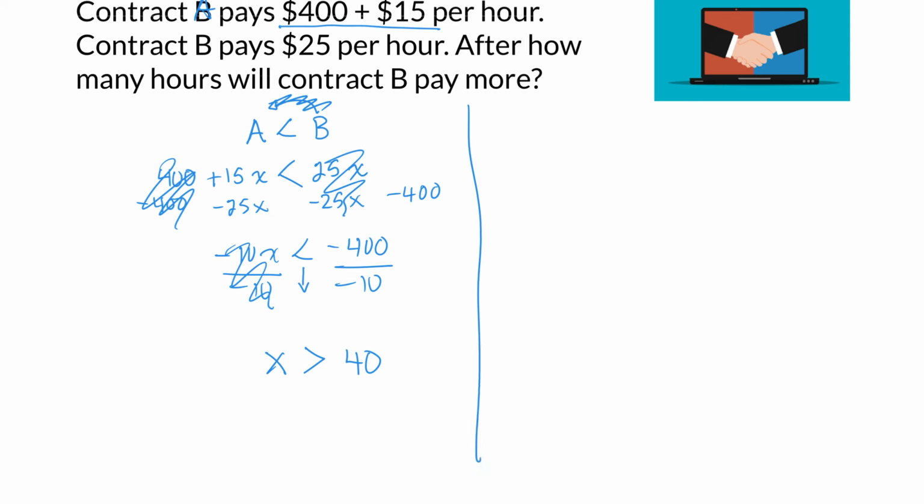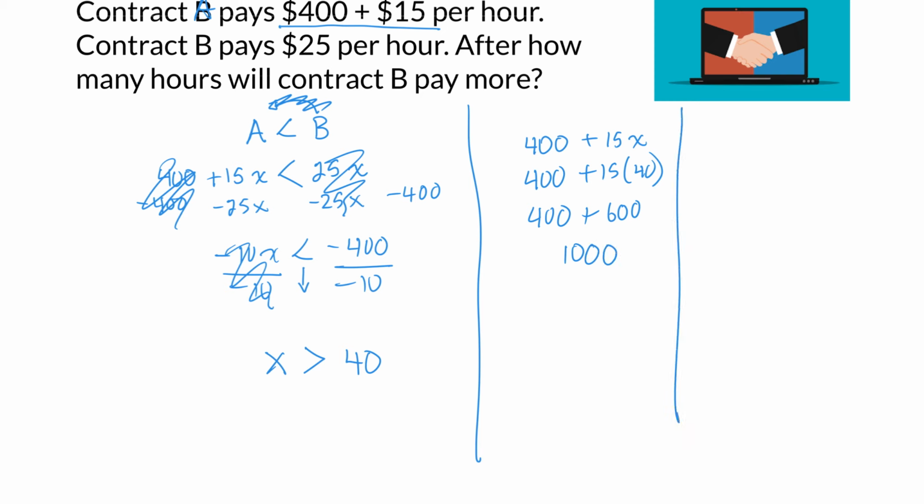Let's just test that and see what happens. So contract A is 400 plus 15x. Let's use x is 40. So 400 plus 15 times 40. 15 times 40, I think it'd be 600. And so if you work 40 hours, you're going to get paid $1,000 for contract A. For contract B, you're just 25 times the number of hours you work. And 25 times 40 is 1,000. So if you work 40 hours, it's going to be the same.